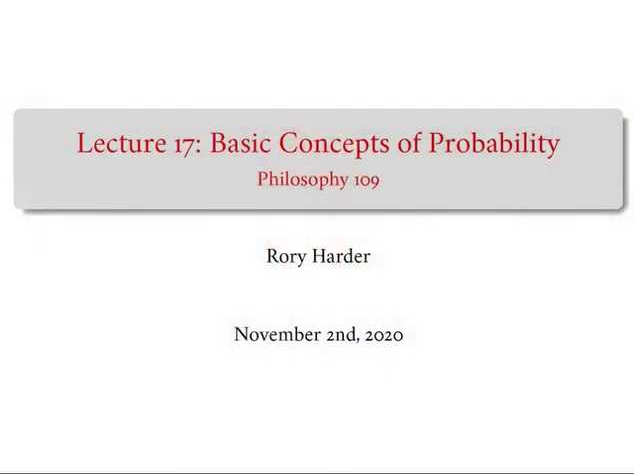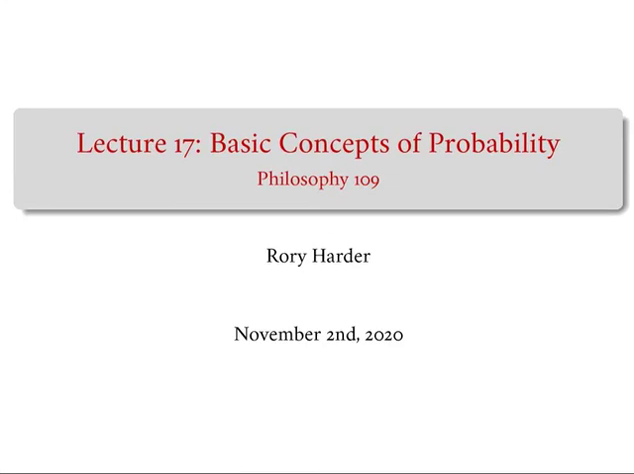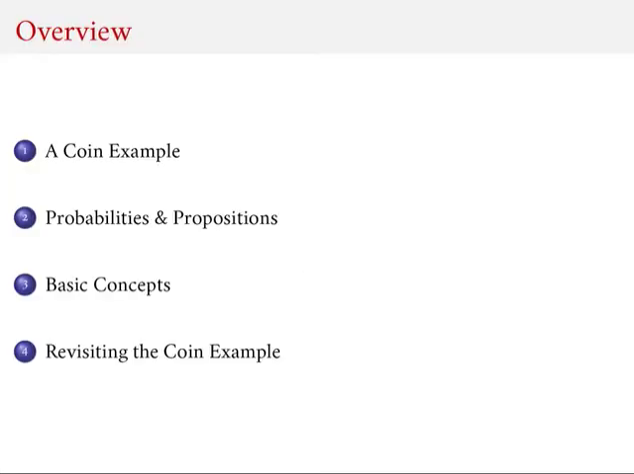So let's get started. Today we'll be looking at some of the basic rules or concepts of how to calculate probabilities in a formal way. This lecture will be split up into two videos. In the first video, this one, I will introduce an example with a coin and some questions that arise about the probability of various outcomes of flipping that coin.